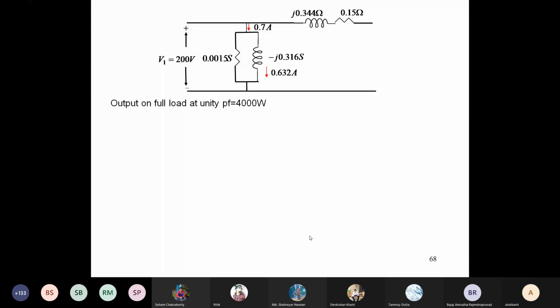Now the next part of the question is output on full load at unity power factor.